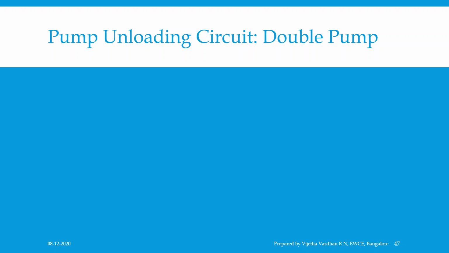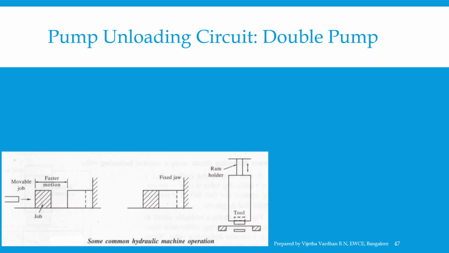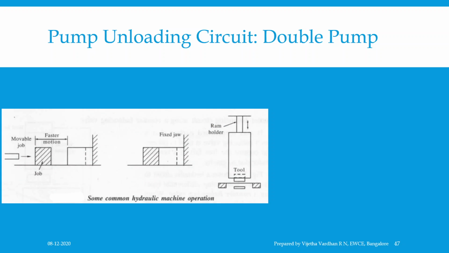In most hydraulic applications, an operation requires low pressure, high flow initially, followed by high pressure and low flow. High flow is for higher velocity and higher speed of the actuator, and low pressure to overcome friction during a part of the initial operation, and low flow and high pressure for low speed and high force on the actuator. Some of the common hydraulic machine operations you can see in this figure.